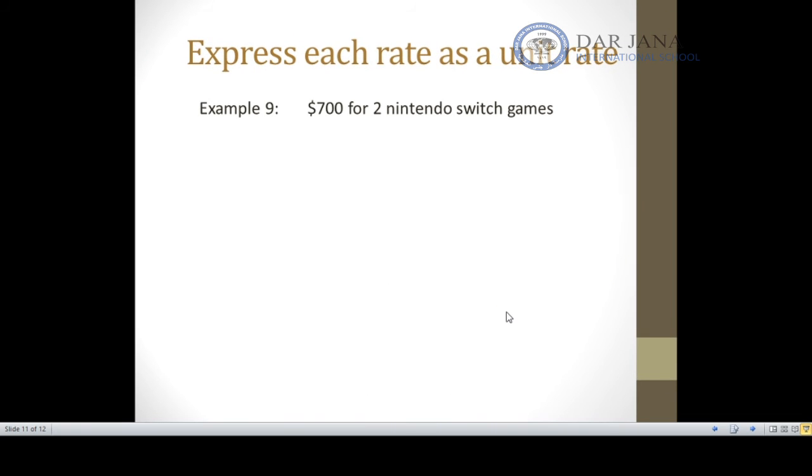In example 9, we have $700 for 2 Nintendo Switch games. Let's say it's on sale, although right now it's selling for about $500 for each Nintendo game. So 700 over 2, we divide the numerator and the denominator by 2, so our fraction is 350 over 1. That's 350 per Nintendo Switch game.